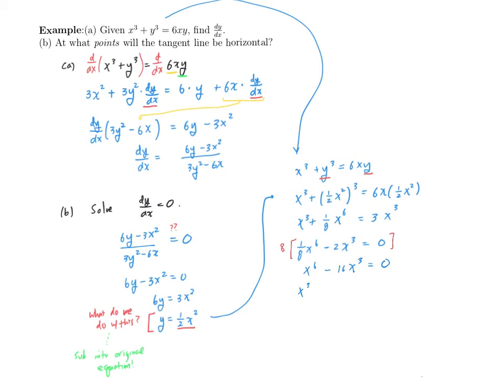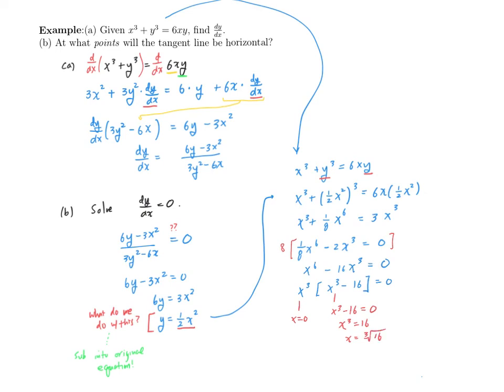Both terms involve an x cubed, so we factor that out. And what we are left with is x cubed times the quantity x cubed minus 16. And remember, the only way a product can be equal to 0 is if one of those factors is equal to 0. So we have x equals 0 from the x cubed, and then we have x cubed minus 16 is 0. Okay, so x cubed is 16, which means x is equal to the cube root of 16.